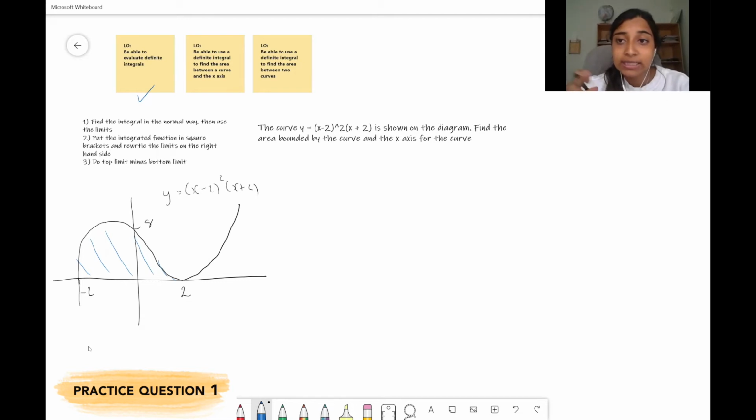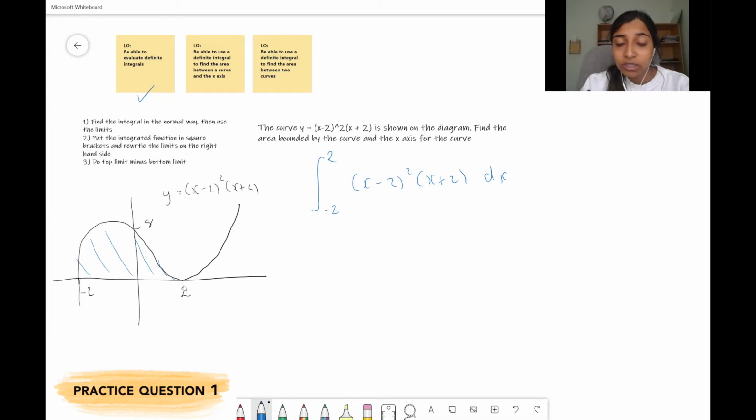And as you can see, all the area is just above the x-axis, so we can just do this in one go. So we want to find the values where this curve crosses the x-axis, so that we want to find it between 2 and minus 2, and that's the integral of (x minus 2) squared times (x plus 2) dx. So we want to integrate this equation of the curve between 2 and minus 2.